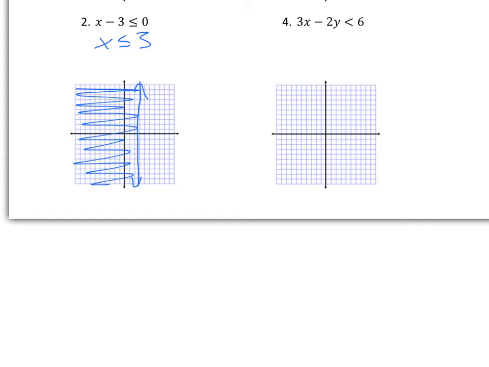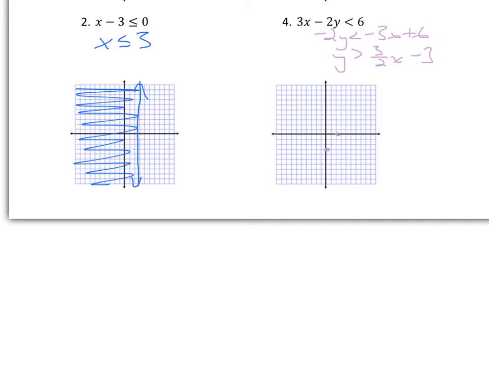And the last one here, subtract 3x. Divide by negative 2, flip the sign. Don't forget to flip the sign. Please don't forget to flip the sign. Very similar to number 1 that we graphed. Alright, we're going to start down 3. Then we'll go up 3 over 2.